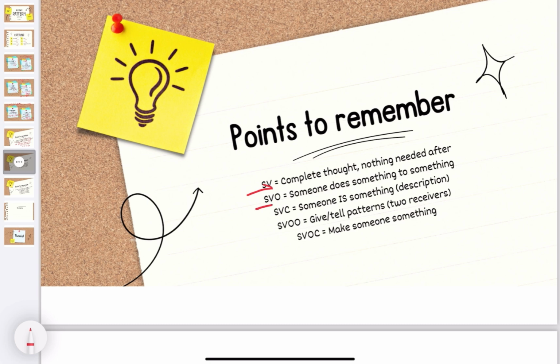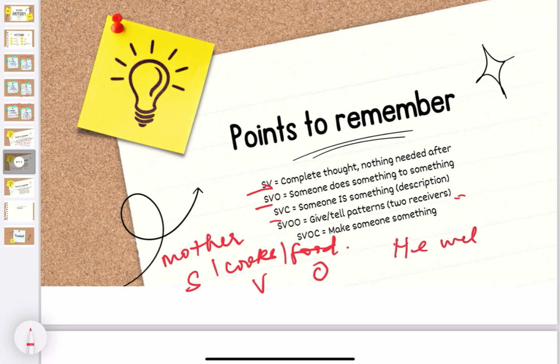For SVO, someone does something to something. You get it for SVO. Mother cooks food. This is SVO. Someone does something, right? She cooks something. What does she cook? Food. Okay. So SVC is someone is something. For example, he will become a leader. Like someone is something, which means there are two attributes. I mean, the subject is connected to a different quality or an attribute.